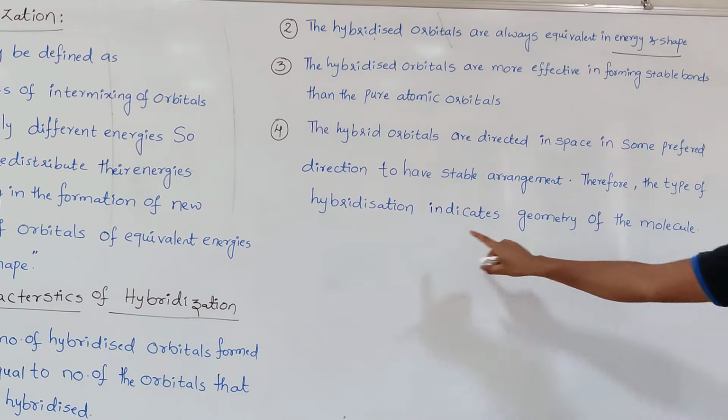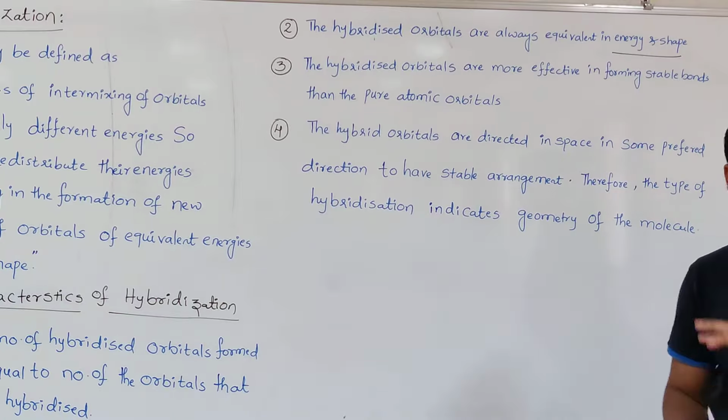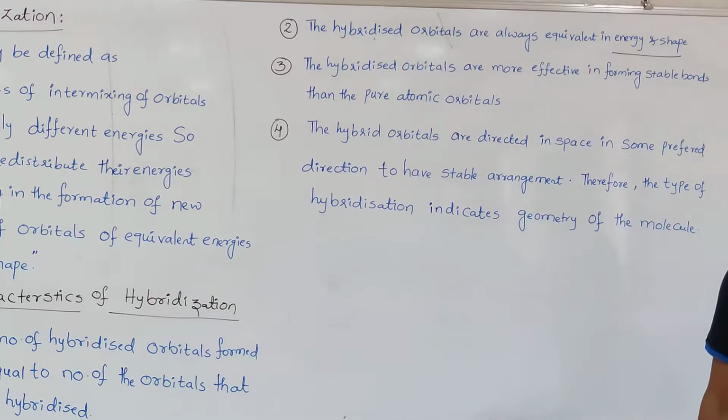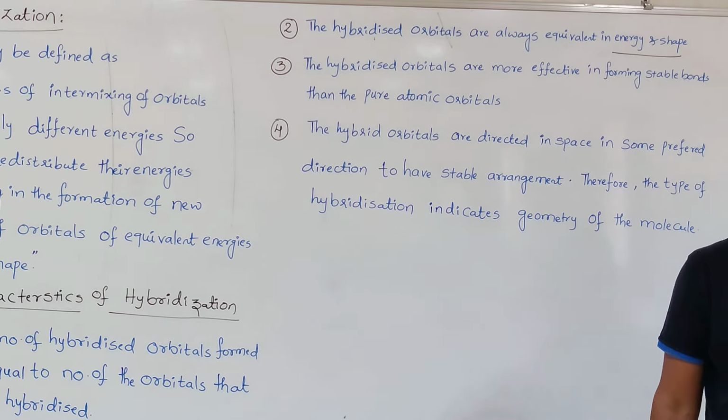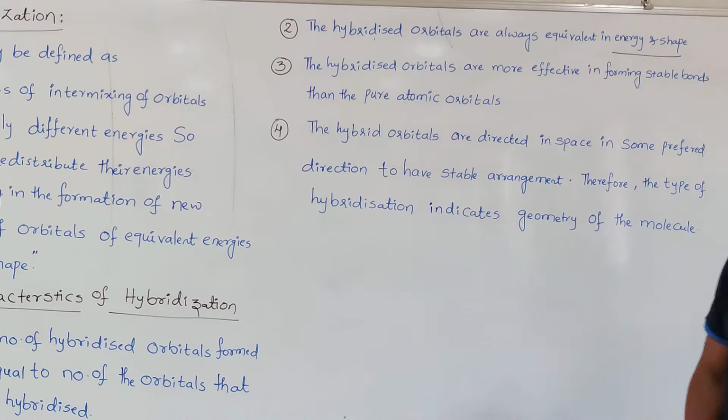Therefore, the type of hybridization indicates the geometry of the molecule. After the formation of these hybrid orbitals, they are oriented in a particular shape. So why are they oriented in a particular shape? That particular shape is said to be the most stable arrangement of the hybrid orbitals. That's why, once we know the hybridization of the molecule, it is very easy to predict the geometry of a molecule. So these are the characteristics of the hybridization.